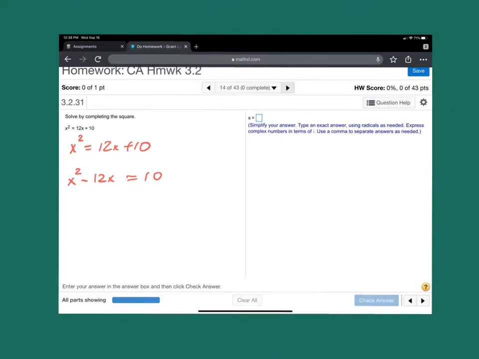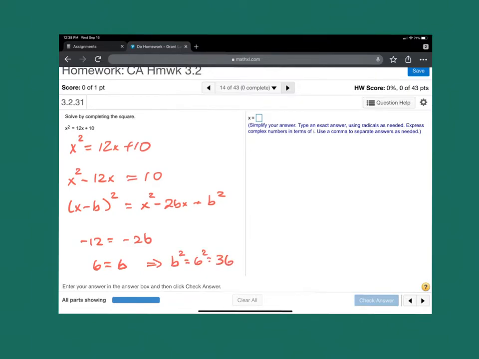So the idea is, again, I want to have something that's a perfect square. So I need something like (x minus b), since my coefficient on x is negative. So that thing looks like x squared minus 2bx plus b squared. And so I do the same thing and match negative 12 equal to negative 2b. So divide both sides by 2, and my b ends up being 6.